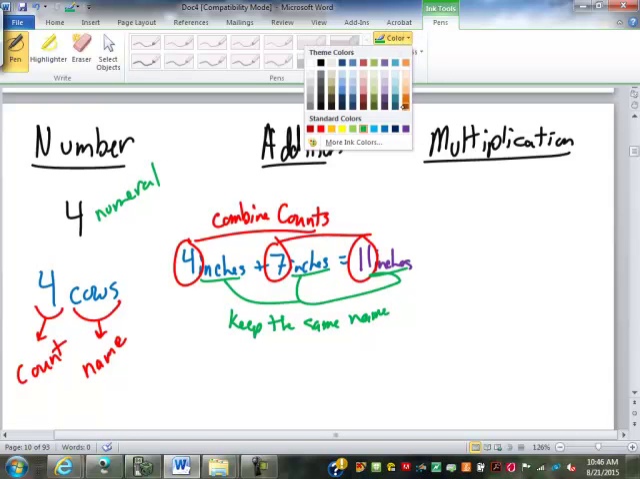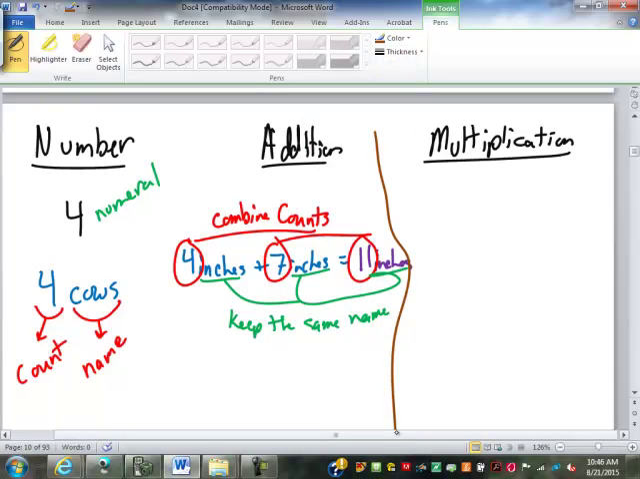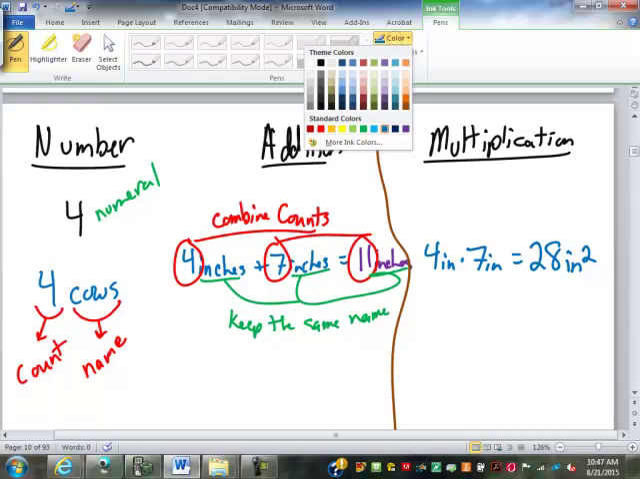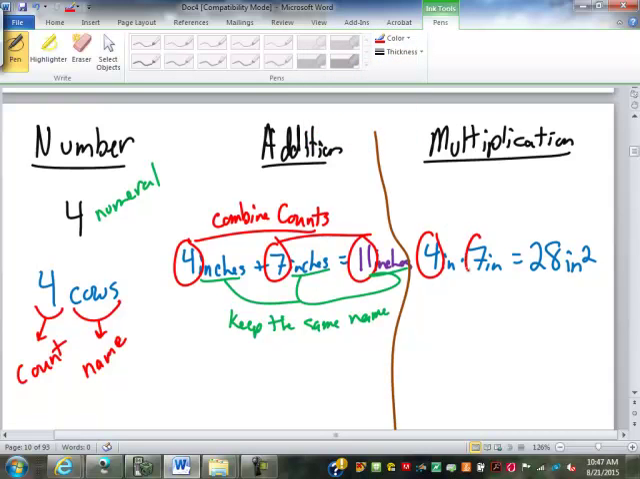Now, that may not seem like a big deal, but when we look at multiplication, there is a noticeable difference. If I have 4 inches times 7 inches, what do we get? It's going to be 28 inches squared. Perfect. When we're multiplying 2 lengths, generally we're looking at an area, so it's going to become a unit squared. So let's look again at our count and our name. We'll start out with our counts. 4 and 7 become 28. So once again, we combine the counts. We're multiplying this time, so we combine them with multiplication.